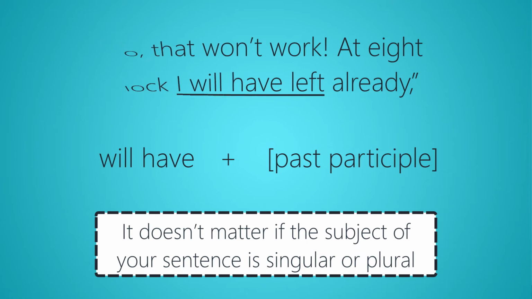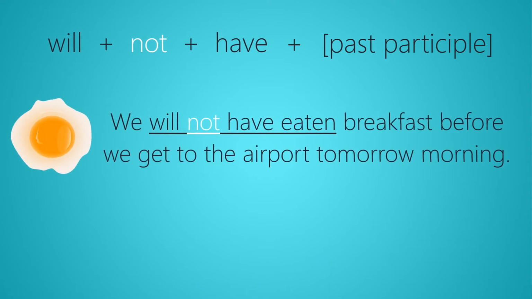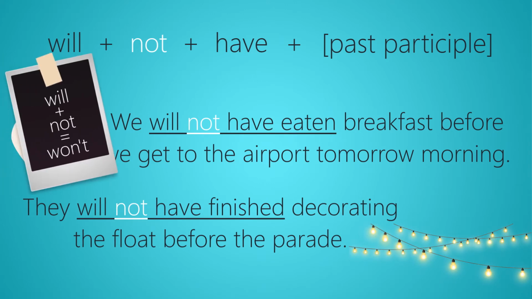Making a negative future perfect construction is easy. Just insert not between will and have. For example, we will not have eaten breakfast before we get to the airport tomorrow morning. They will not have finished decorating the float before the parade. You can also use the contraction won't in the place of will not. They won't have finished decorating the float before the parade.